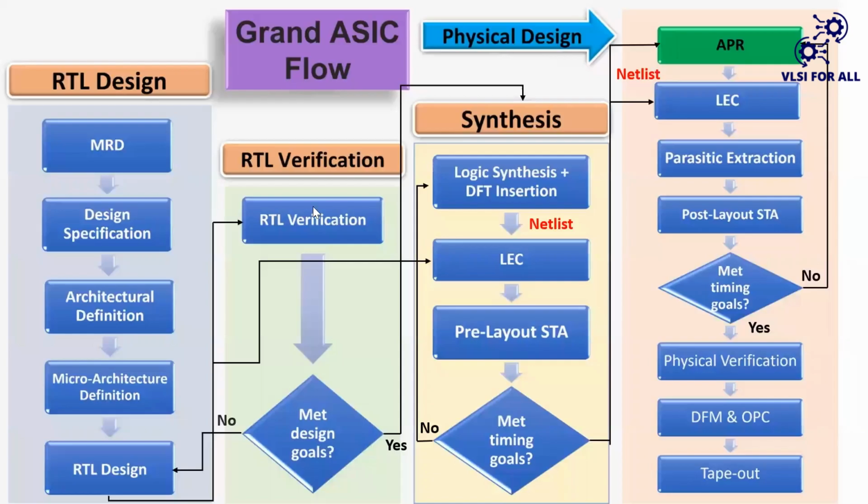So everyone, today we will be looking into APR flow. APR is nothing but automatic place and route, which is a main concept in physical design flow. If you see, this is the physical design flow.